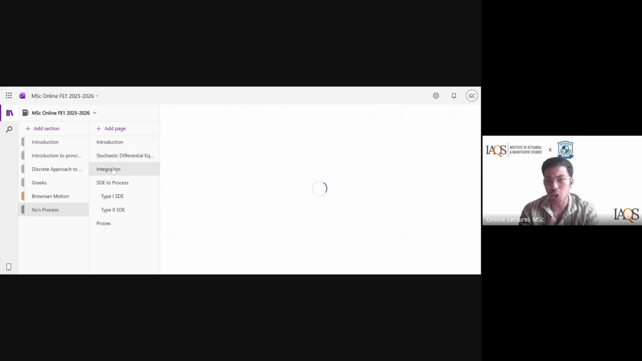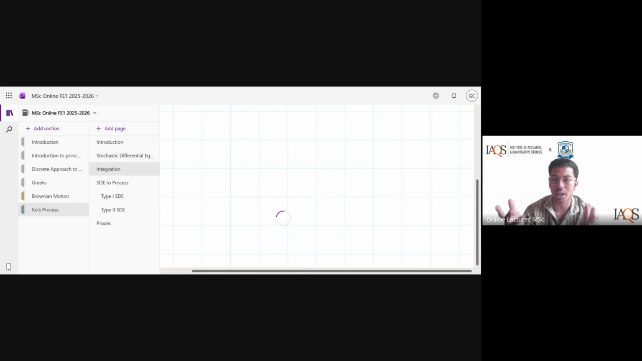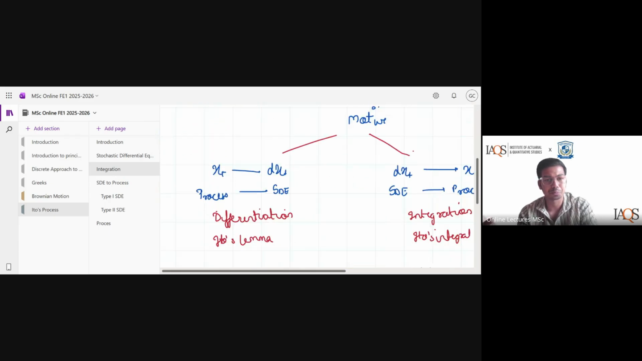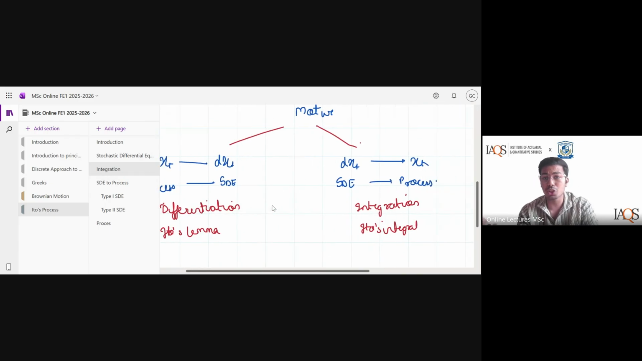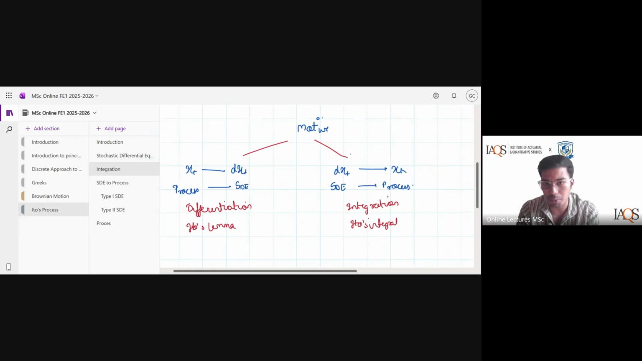We then just simply understood what integration is. How do I get integral f of x dx? And then we understood that the motive for our entire chapter is going to be two things. I may be given the process, and I'll be asked to calculate the SDE, which is to get from Xt to dXt. I know here I'll apply the differentiation rule or the lemma. We've seen single factor lemma already.